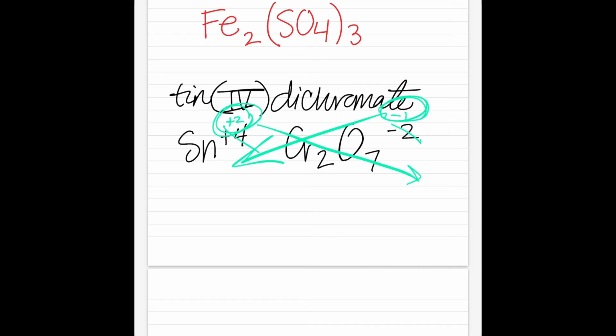So it's going to be Sn. Now this is a 1 now, so I don't write that here. Don't write that there. And it's going to be Cr2O7, 2. And that's it. Now, I know I did that very, very quickly.